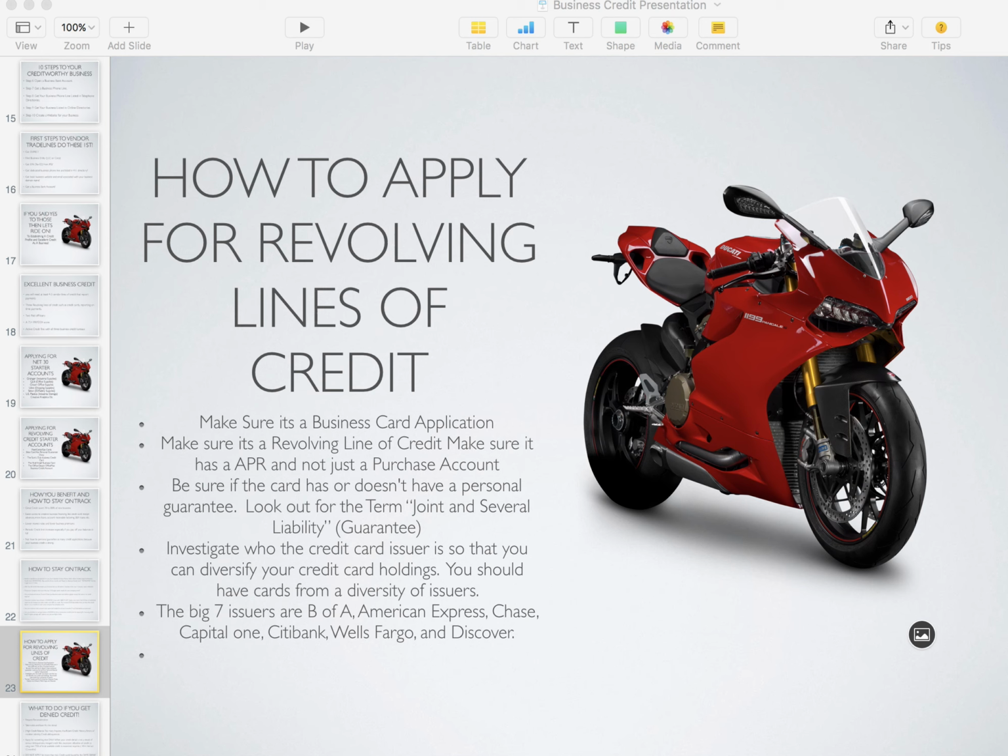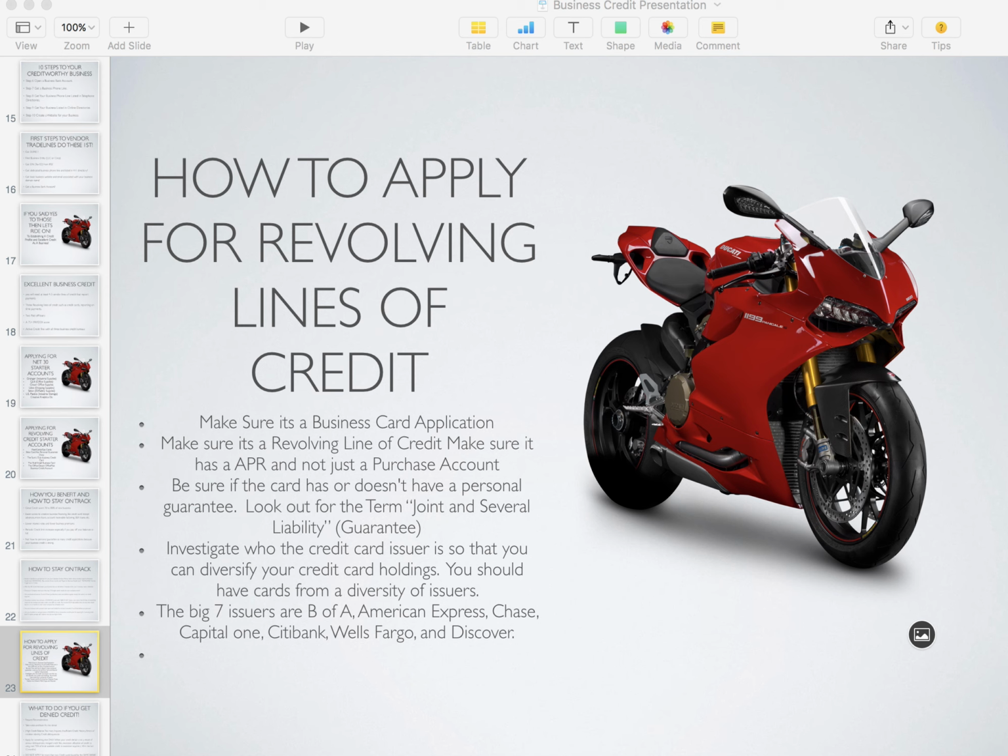All right. In this lesson, we're going to talk about how to apply for revolving lines of credit, which is a very great question because here's where you have to pay the most attention. You have to understand that sometimes you may get denied. So what do you do? What is the best structure? How do you apply for these revolving lines of credit?